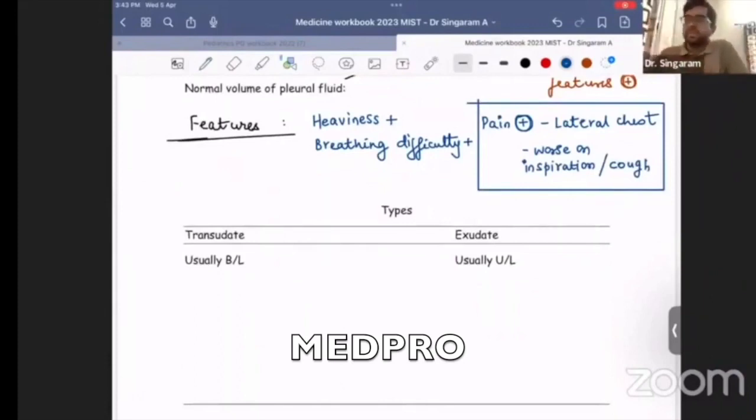Think like this. What is happening on inspiration or coughing? Whenever we are coughing or having an inspiration, what is happening? Our lung is expanding. Our lung is expanding means the pleural area is getting compromised. When the pleural area is getting compromised, the patient will feel the pain. That is what I am trying to tell you.